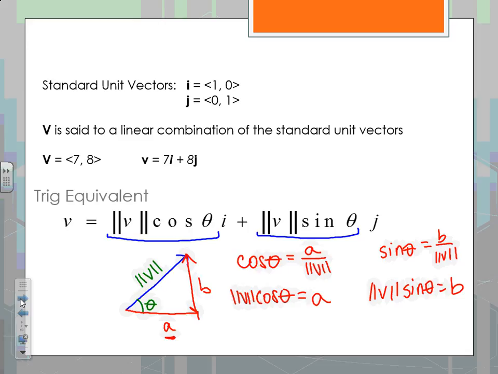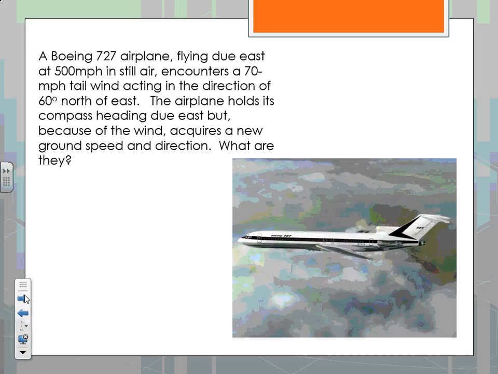So, let's put our vector knowledge to good work. You ready? An airplane is flying due east at 500 miles per hour, if the air were still. But it's encountering a 70 mile per hour wind acting in the direction of 60 degrees north of east.